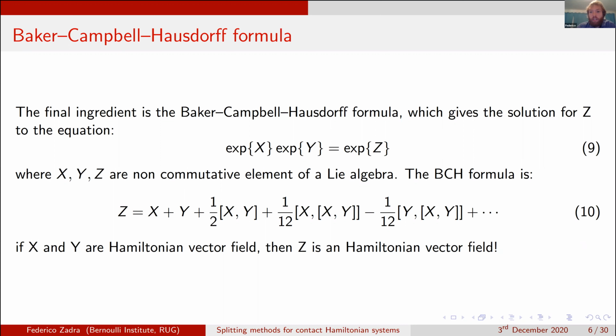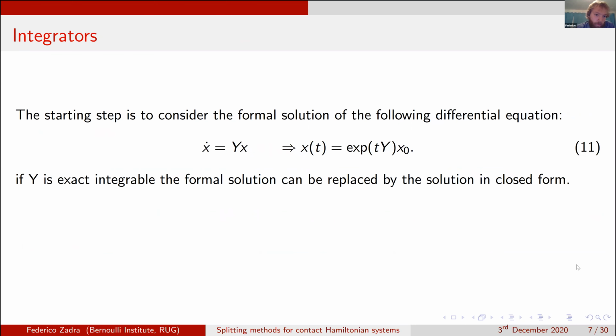If we consider equation 9 in which X and Y are two vector fields, in particular Hamiltonian vector fields in the contact setting, we can also argue that Z will be a Hamiltonian vector field if the series in 10 converges, but it is not assured.